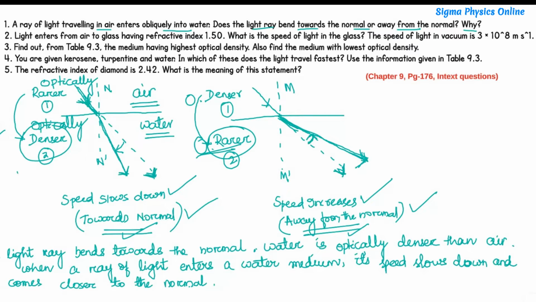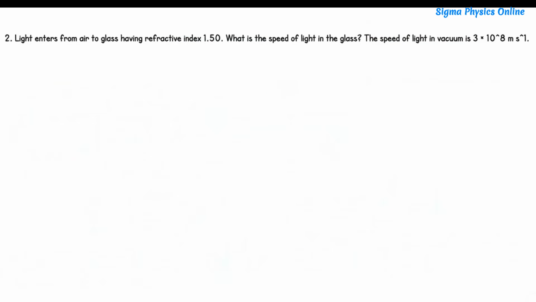Let's solve the next one. Now the second question is: light enters from air to glass having refractive index 1.50. What's the speed of light in the glass? The speed of light in vacuum is 3 into 10 to the power 8 meter per second.